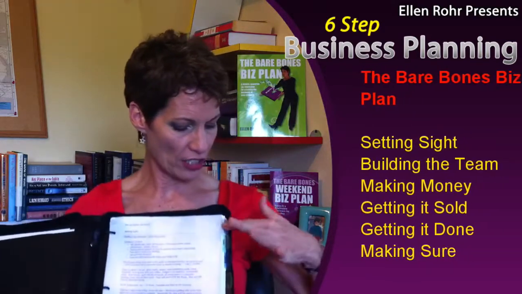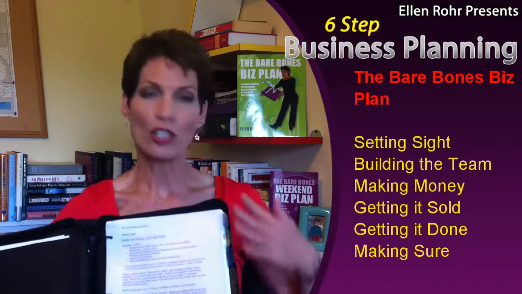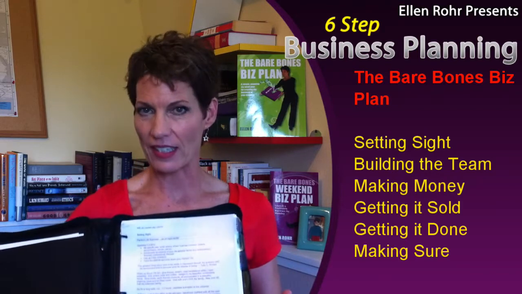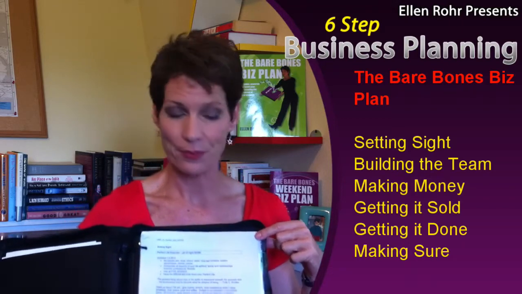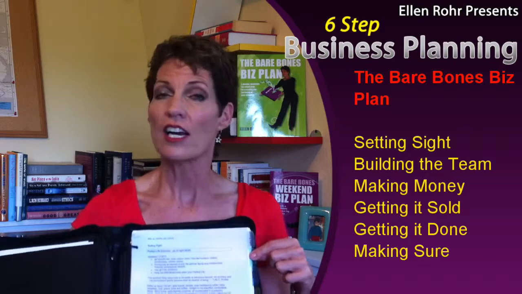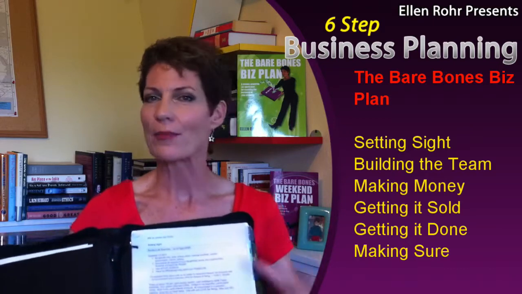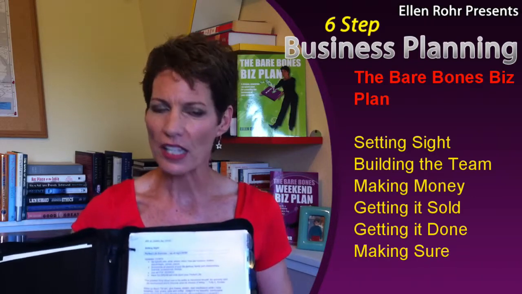Okay, so this is the business plan binder. And the business plan binder is going to be tabbed up with the different sections of your business plan. All right? So the different areas of your business in the Bare Bones Biz vernacular, in my lingo, are as follows. Setting sight, that's the executive, visionary part of your business. You know, where are we going? Why? Who are we going to serve? That's in the setting sight section. The next section of your business is called building the team. Who do I need on my team and what would they do? How do they work together? Who reports to whom? What are their responsibilities? That's the building the team section of your business plan.